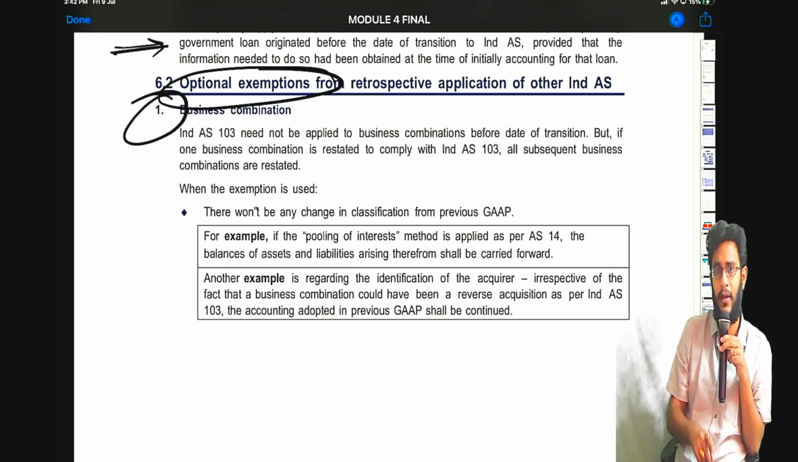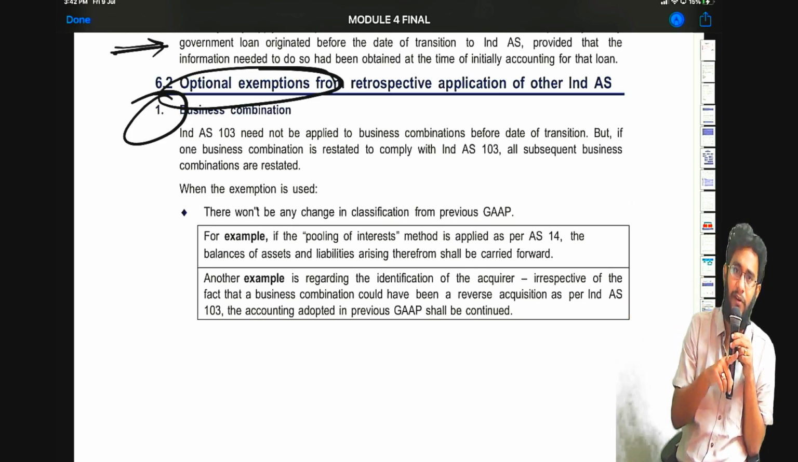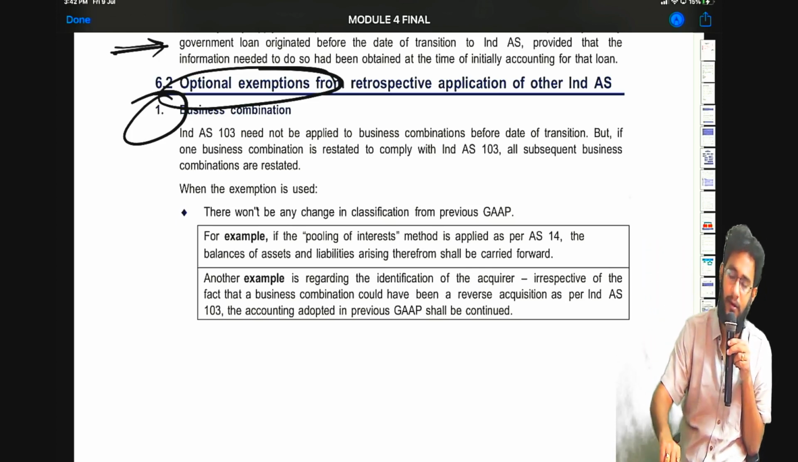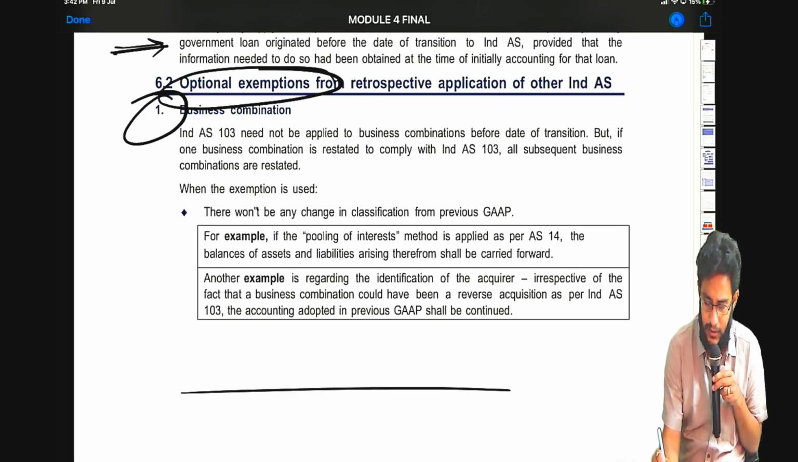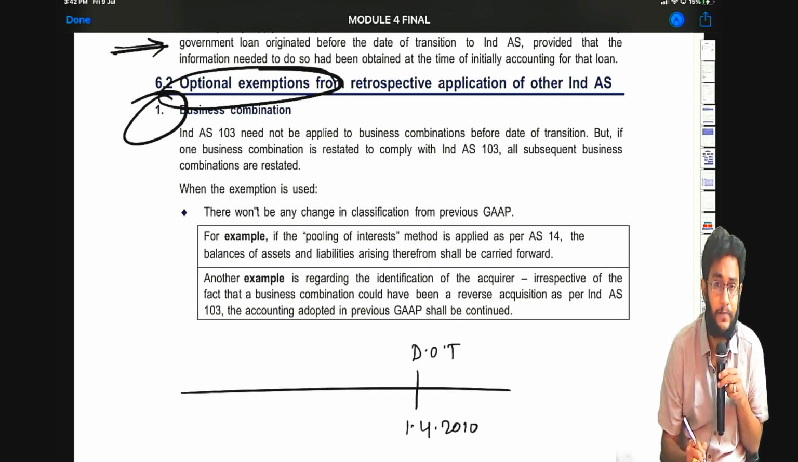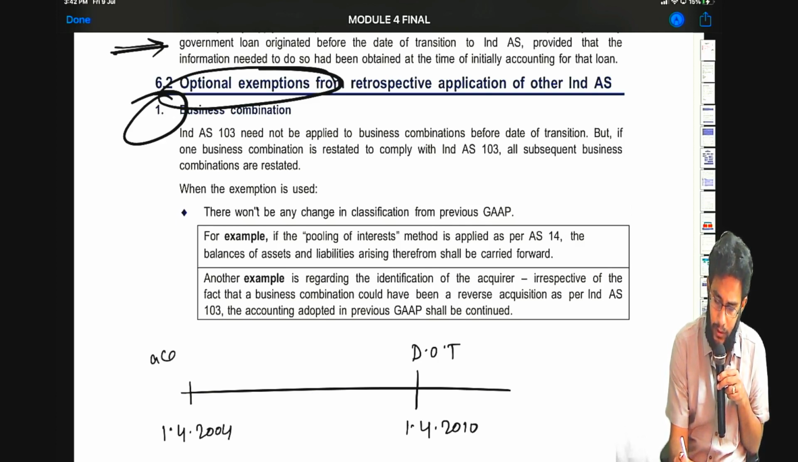What is that rider? If you want to apply Ind AS 103 with retrospective effect in respect of any acquisition, you can apply that. But thereafter, all the acquisitions also have to be restated. I'll tell you with an example. Suppose this is your date of transition, let's say 1/4/2010. On 1/4/2004, you acquired B Limited. Somewhere over here you acquired C Limited. Somewhere over here you acquired D Limited. Like that, 3 acquisitions are there.